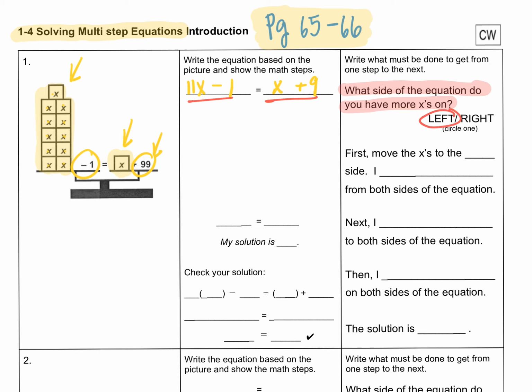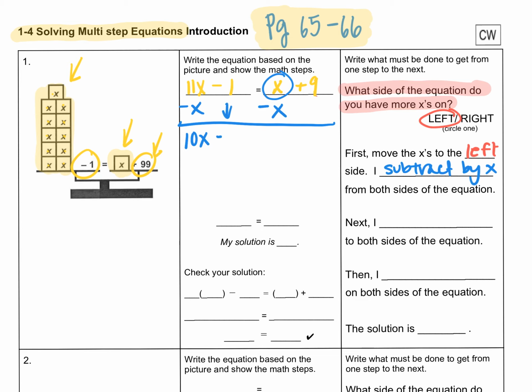So if there are more x's on the left side, then first I'm going to move all the x's to the left side. So that means if I have any x's on the right side, I want to move it to the other side by getting rid of it. So I have x plus 9. This is a positive x, so I'm going to subtract x from both sides of the equation. Minus x on the right and minus x on the left. So that I have 10x.